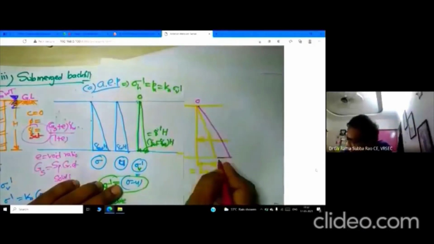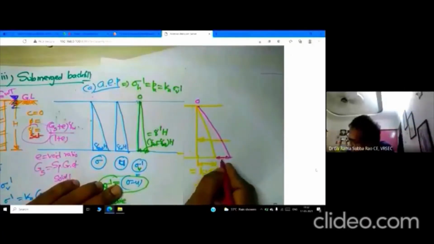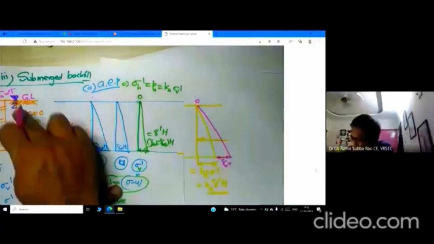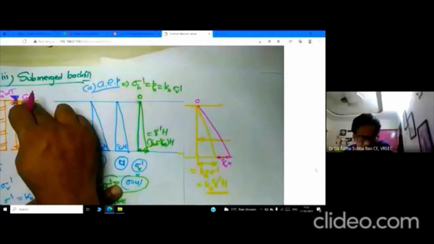We need to add, please all of you listen carefully. 0 here it is, what is the water pressure? Can anyone tell me? I am not asking about earth pressure. Water pressure means gamma of water into height of the water. What is the height of the water here? Here see, the water table is at ground level, that is at the surface of the backfill.